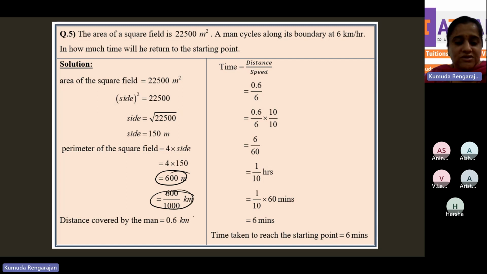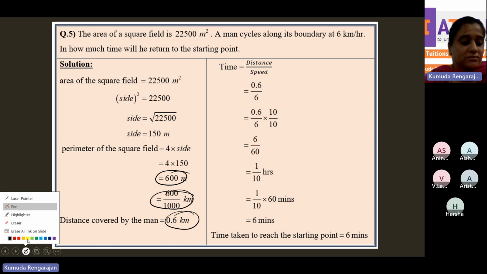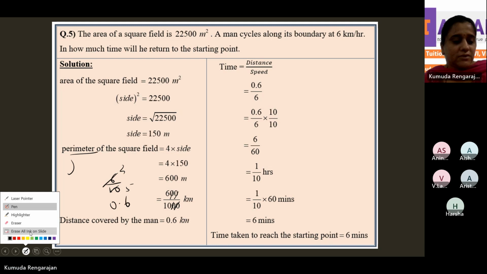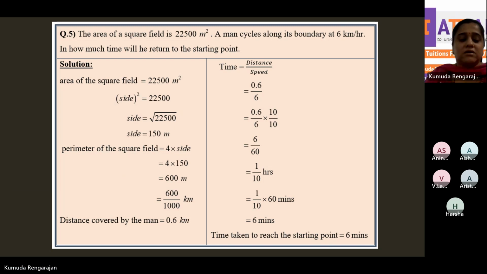Now see here, distance is 0.6 kilometers. How do we get that? The zeros cancel, so 6 by 10. Don't cancel 2 threes or 2 fives, because then again you have to do the division. So 6 by 10 is nothing but 0.6 kilometers.